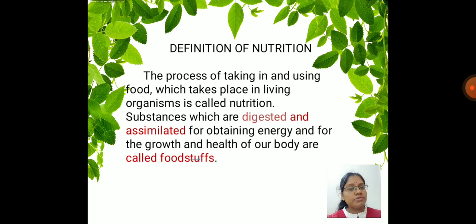The substances which are digested and assimilated. So what are all the foods that we are taking, these nutrients? Nutrients is different from nutrition. Nutrients means the different types of foods that I told before: carbohydrates, proteins and fats. Nutrition is a process by which living organisms take their food. So after having nutritious food, the food gets digested and assimilated.